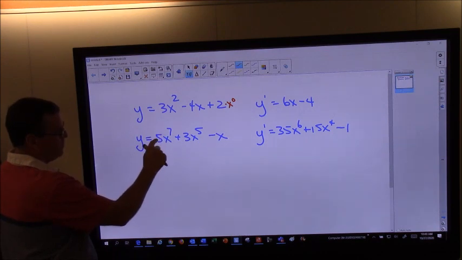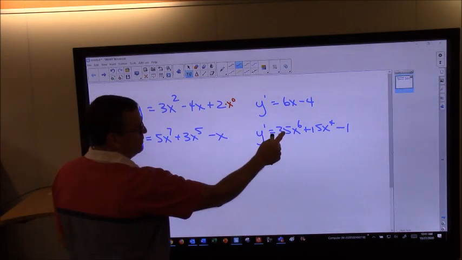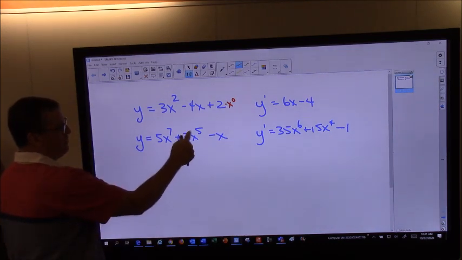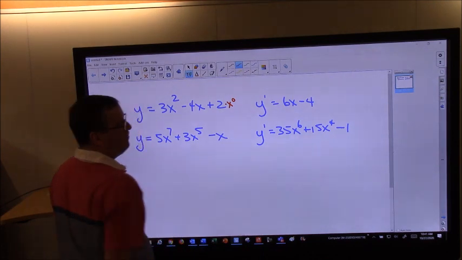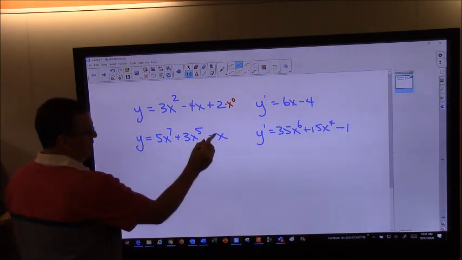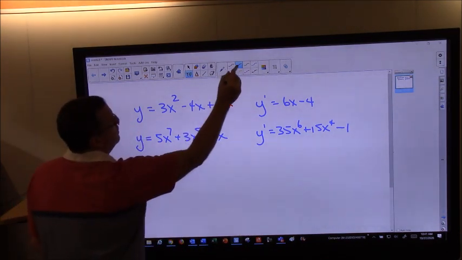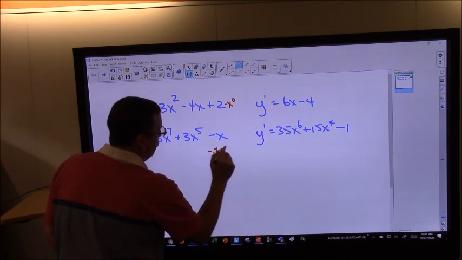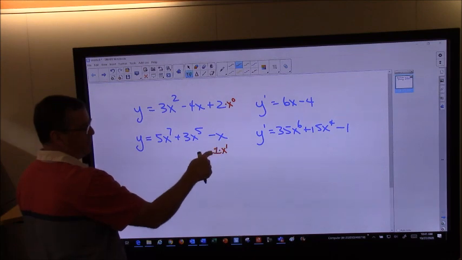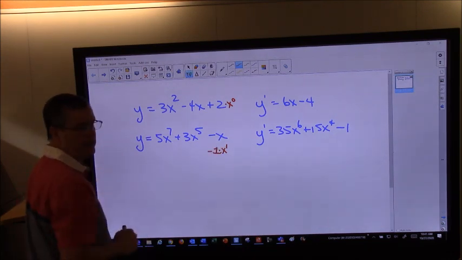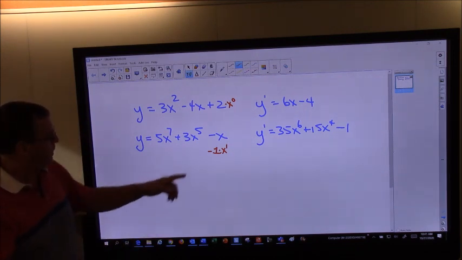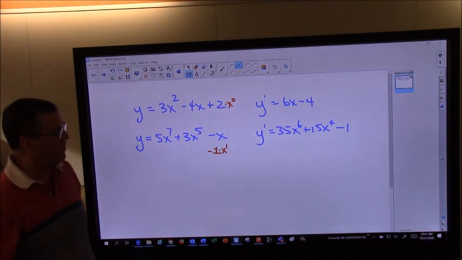Multiply the exponent times the coefficient, so 35. Subtract 1 from your exponent. Here I get 15. Subtract 1 from the exponent, I get 4. This is a negative 1 times x to the 1 power. So exponent times the coefficient, that's a negative 1. Subtract 1 from the exponent, you get x to the 0, which is 1. And so, yeah, the derivative of that is just negative 1.